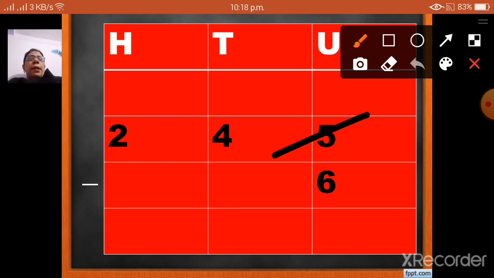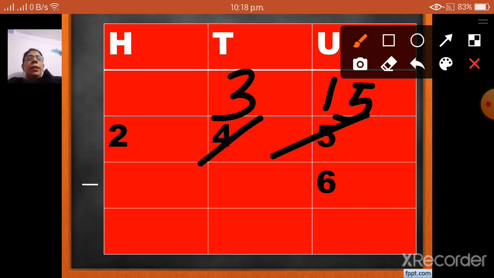So what we will do, we'll cut this 5 and we'll make it as 15. And from where I borrowed this one, I borrowed from 4. So 4 will become 3. Now 15 minus 6 is, after 6, count 7, 8, 9, 10, 11, 12, 13, 14, 15. That is, 15 minus 6 will be 9.